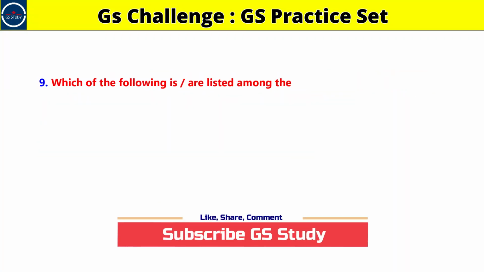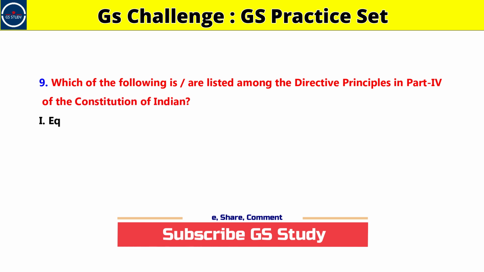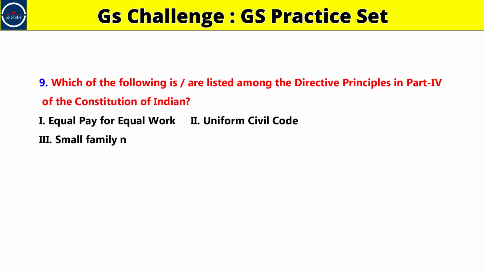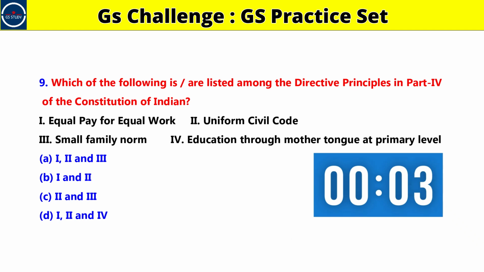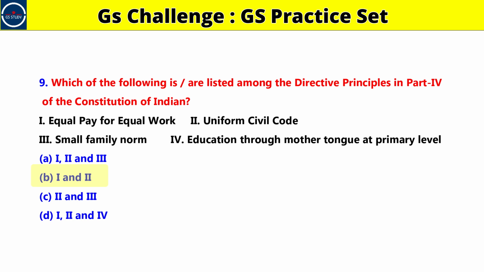9. Which of the following are listed among the directive principles in Part 4 of the Constitution of India? 1. Equal pay for equal work. 2. Uniform civil code. 3. Small family norm. 4. Education through mother tongue at primary level. Correct answer: B. 1 and 2. Small family norm and education through mother tongue at primary level are not listed among the directive principles in Part 4 of the Indian Constitution.